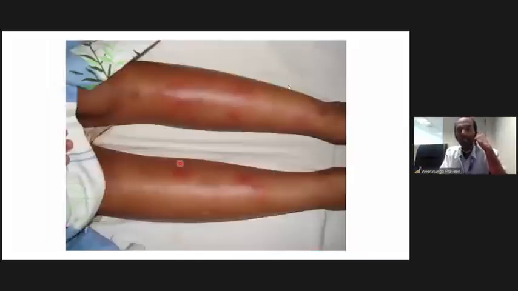Right? These you can see are painful lesions in the shins, right? This is erythema nodosum. We quite commonly see this. Examples for causes would be sarcoidosis, inflammatory bowel disease, tuberculosis. These are all causes of erythema nodosum. They are usually painful, tender nodules.